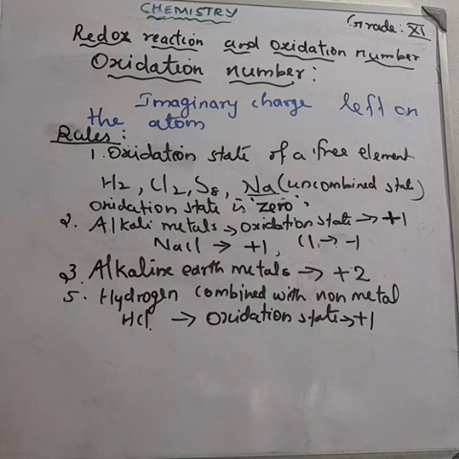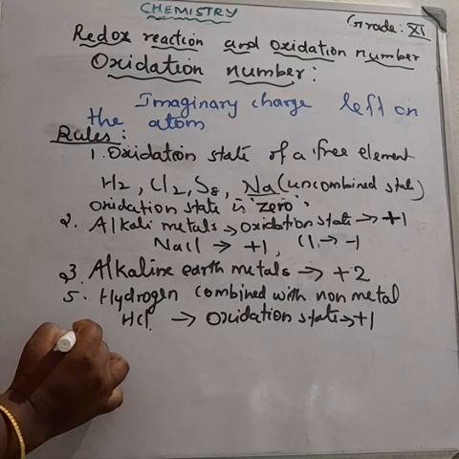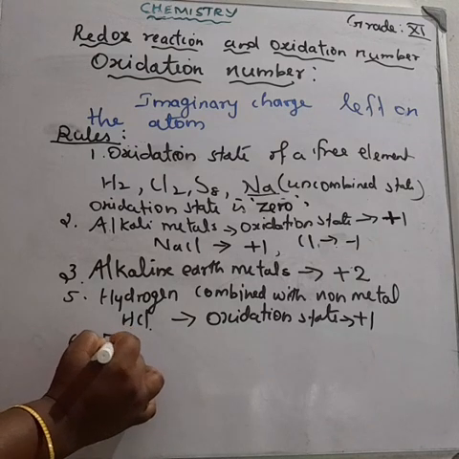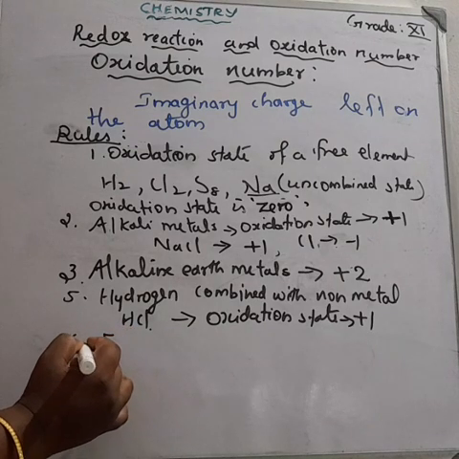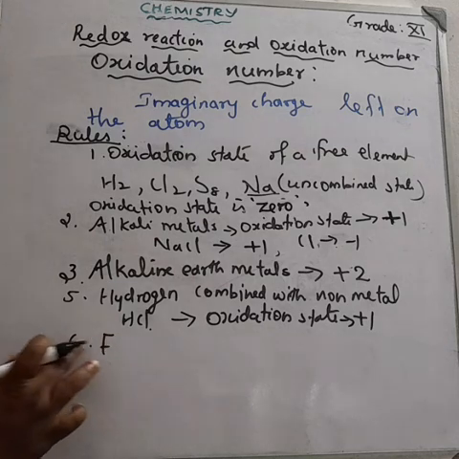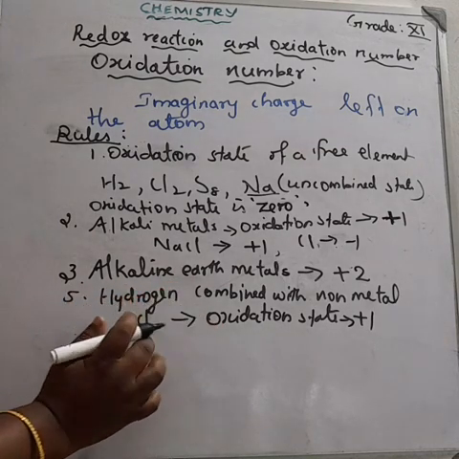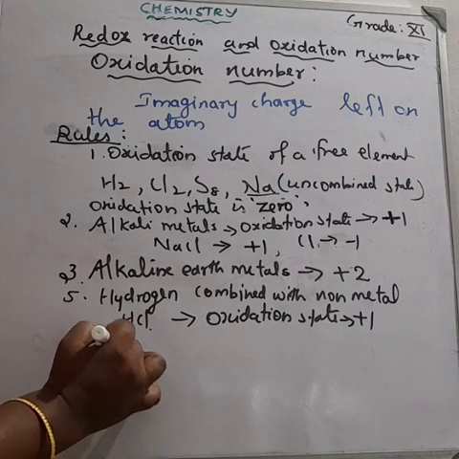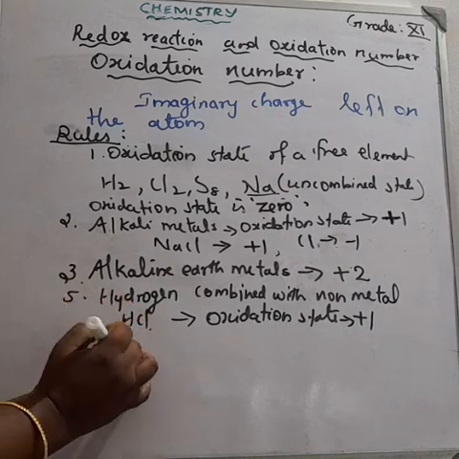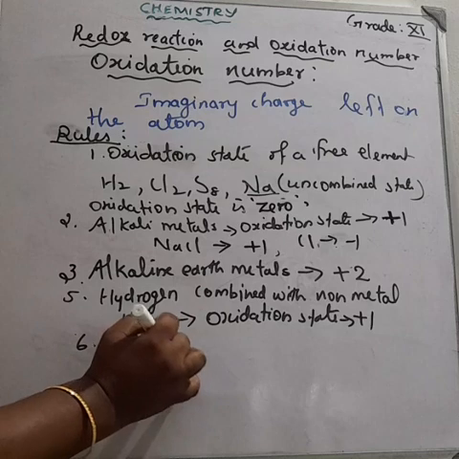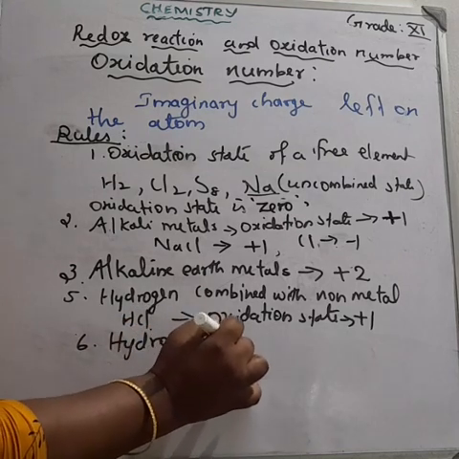Okay, this is the fifth rule. What about the sixth rule? The fluorine. Okay. What is the sixth point? When hydrogen is combined with the metals, what is the oxidation state of hydrogen? -1. Okay, so students, I should understand the rules.